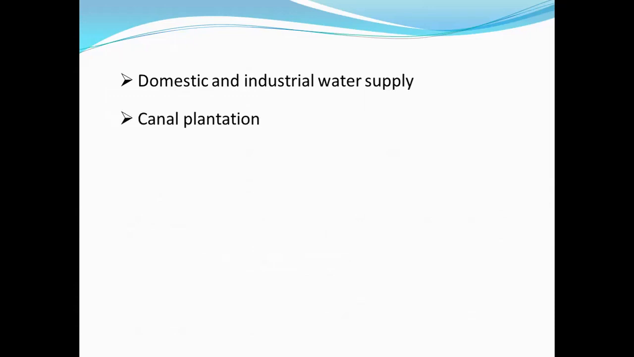The next benefit is canal plantation. Now, what is the exact meaning of this canal plantation? Different types of trees are planted along the canal banks and also in open land available near the canal. The trees would provide timber and also check soil erosion. So in this benefit, we grow different types of trees near the canal banks or in the nearby open land.